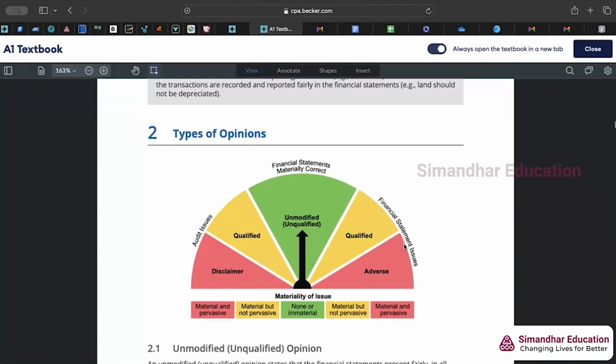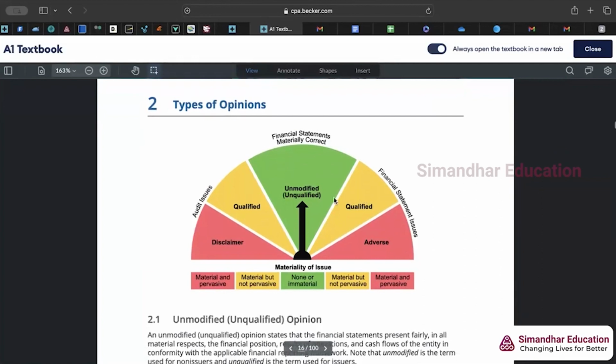If it is a financial statement issue, then there are two types of opinions that can be issued: qualified or adverse. In case of qualified opinions, when is it applicable? The impact is material but not pervasive. In case of adverse, impact is material and pervasive. Audit issue, impact is material but not pervasive: qualified. Impact is material and pervasive: disclaimer. Now, let's hold.